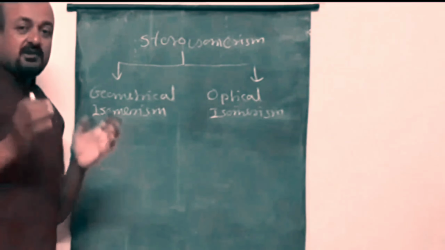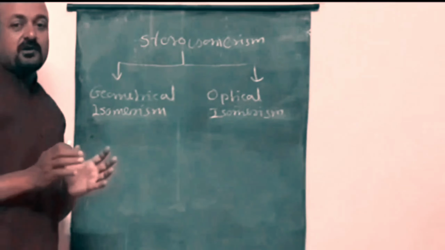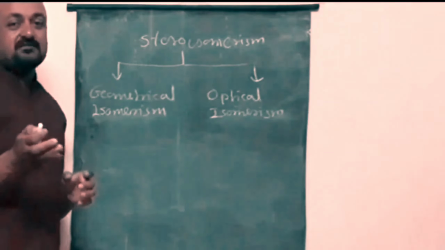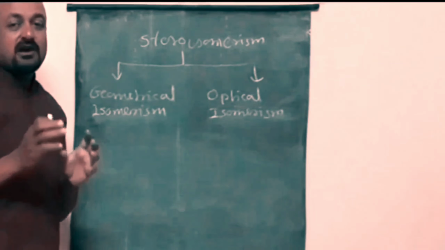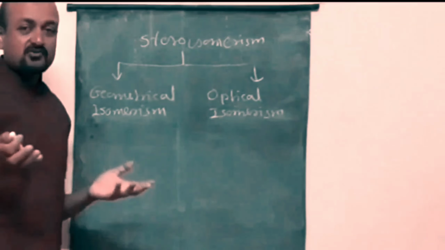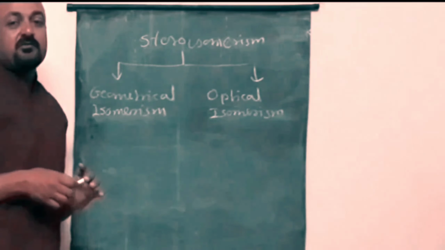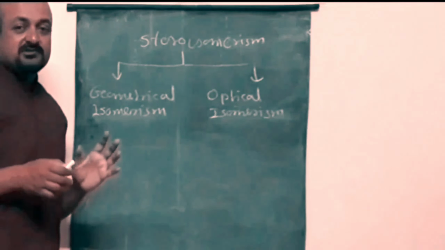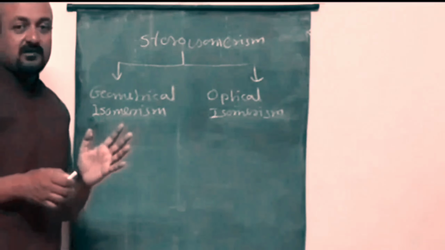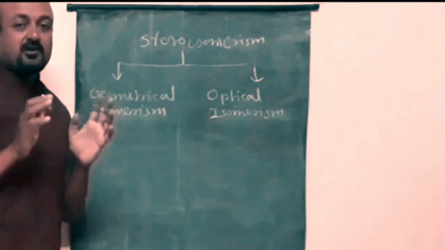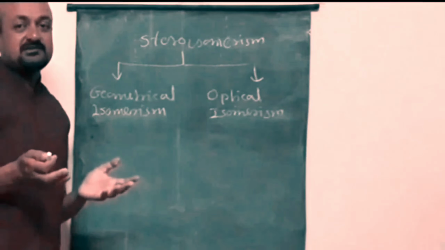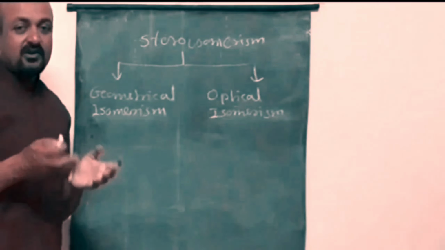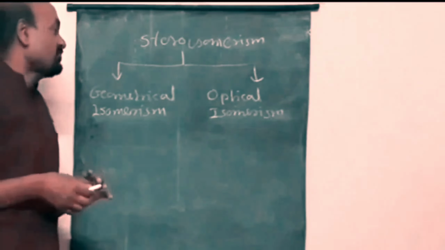Stereoisomerism means when compounds having the same molecular formula but the position of a group is different in space, then those are known as stereoisomers. And there are lots of examples, as you know. That phenomenon is known as stereoisomerism. This stereoisomerism is of two types.